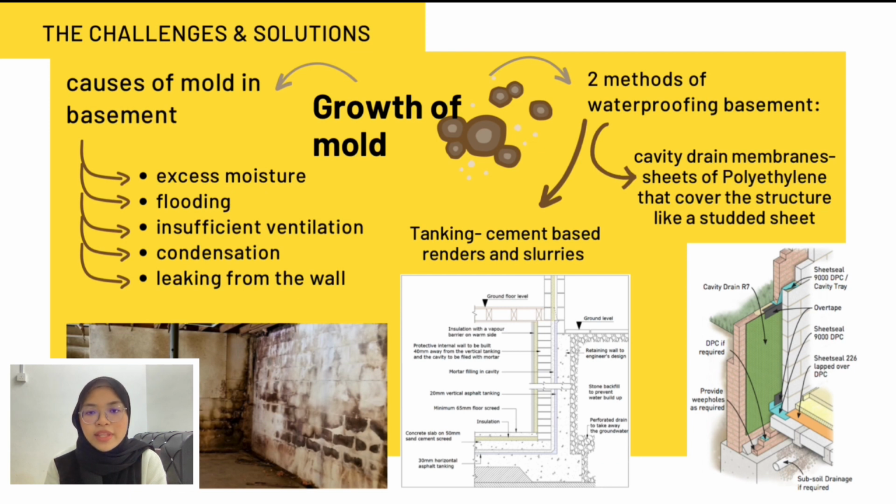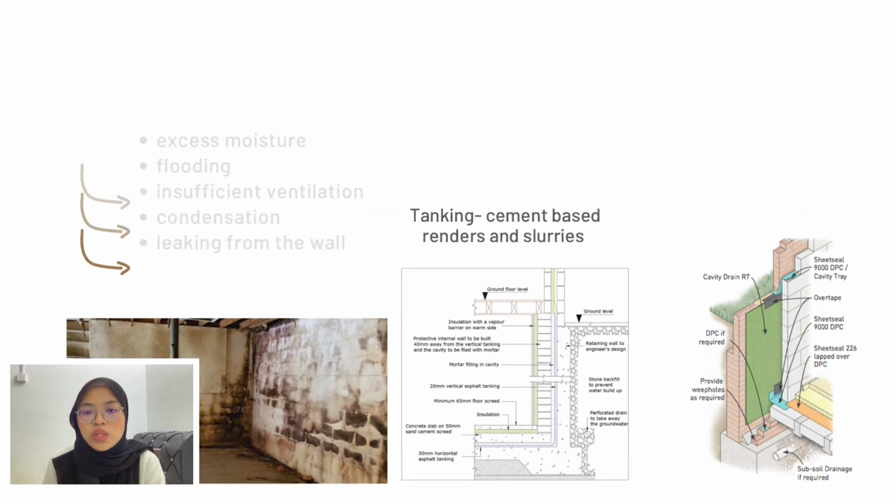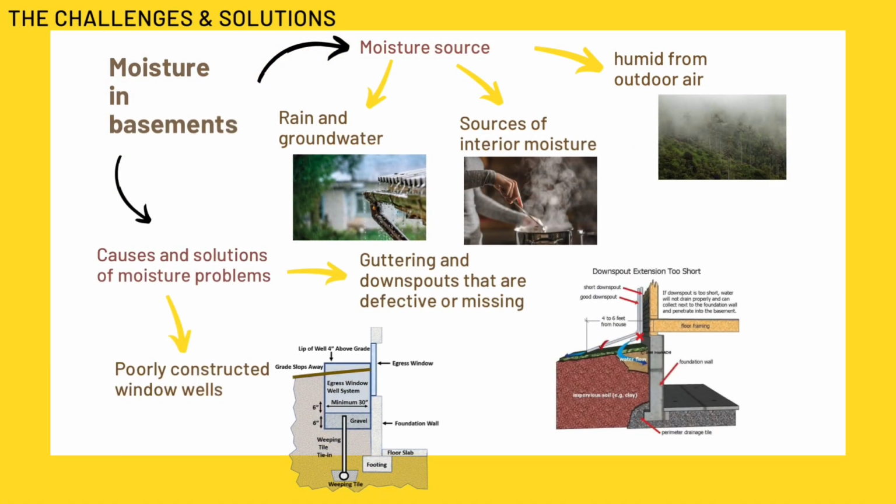Next is cavity drain membranes. It involves constructing a non-load bearing wall to produce a void that is attached to a floor made up of unique triangular tiles arranged to falls, allowing moisture to drain away to a sump from where it is pumped into the surface water drainage system.